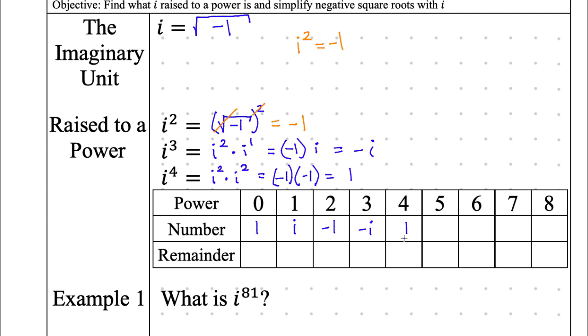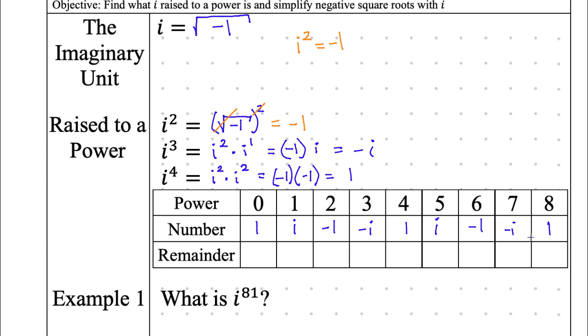You should have said 1. All right, and then you should notice that it's going to start repeating the pattern. 1, I, -1, -I. 1, yep, you're right. I, just repeating the pattern. -1, -I, and then it goes back to 1.